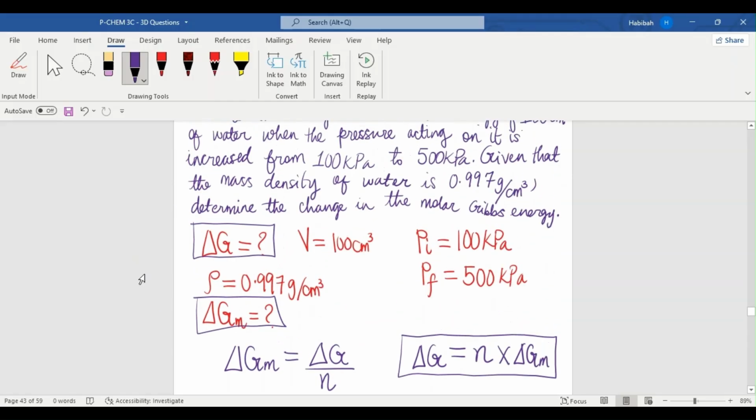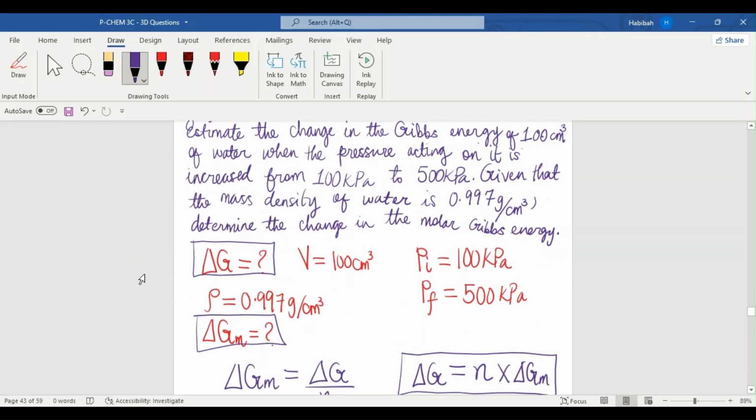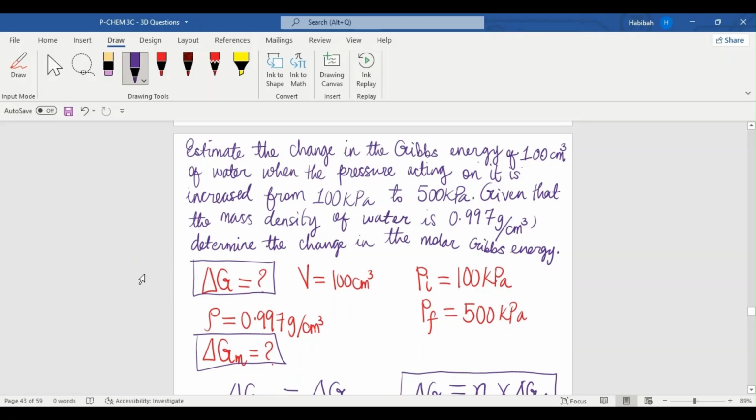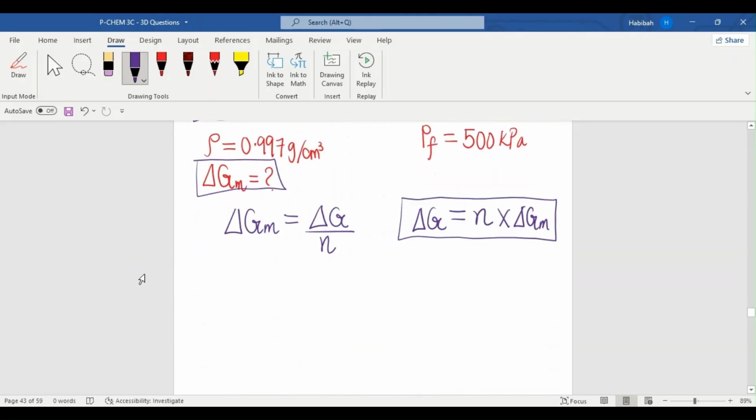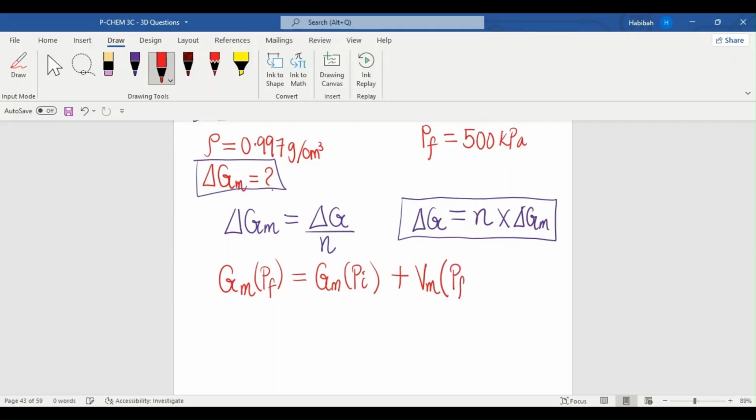Now that we have that information, we can go back to the information that we're given. We're told the initial pressure, the final pressure. We're also told the volume. And in this question, they did not tell us that we're dealing with an isothermal problem. So we're going to be using this particular equation to solve this question. The molar Gibbs energy at the final pressure is equal to the molar Gibbs energy at the initial pressure plus the molar volume multiplied by P final minus P initial. This is what we're supposed to use.